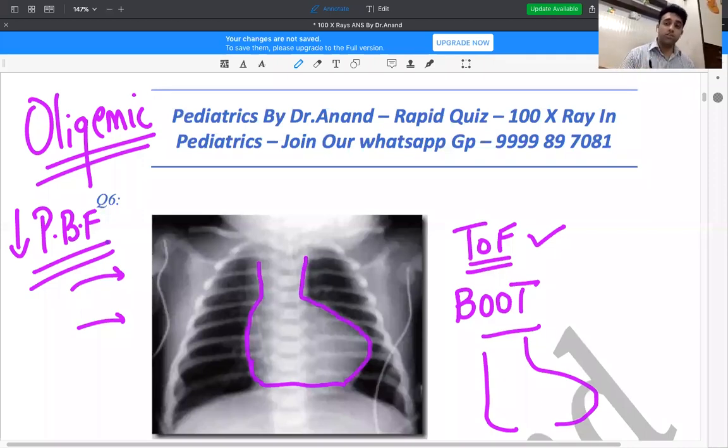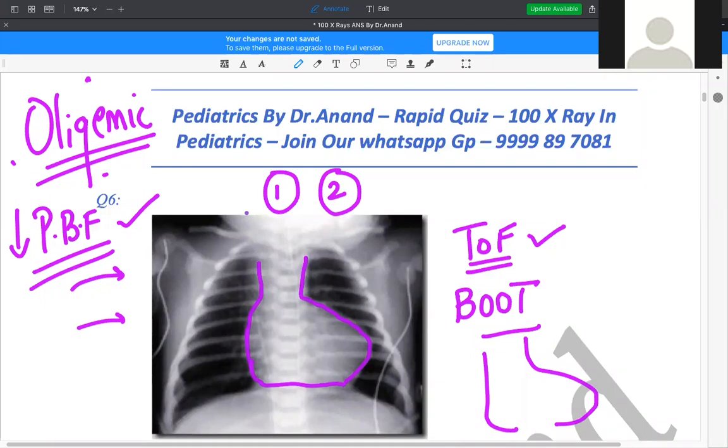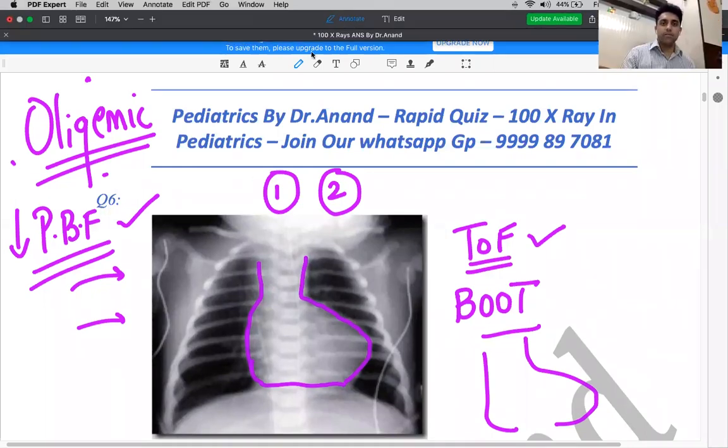Again, I will be to the point. We can't discuss the theory in detail, otherwise this class will go for 6 to 7 hours. So number 1, this case is nothing but tetralogy of Fallot. Number 2, this is boot shaped heart. Number 3, very important, it's one of the congenital heart diseases with oligemic lung fields, that is, decreased pulmonary blood flow. Because naturally, in tetralogy of Fallot, you have pulmonary stenosis, right? So it's nothing but decreased pulmonary blood flow.